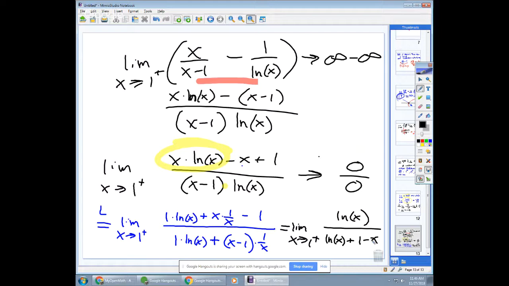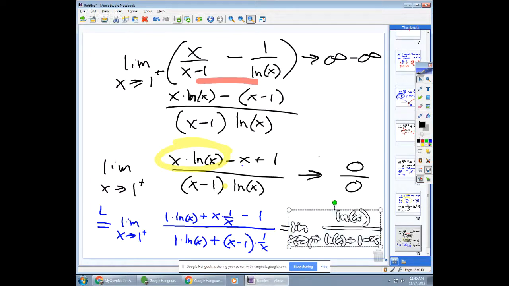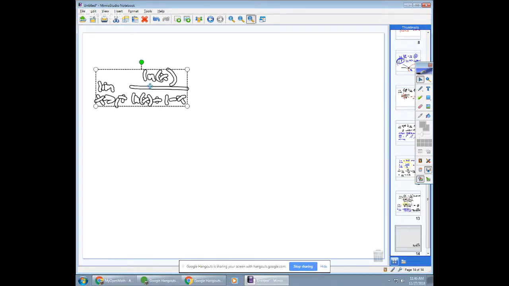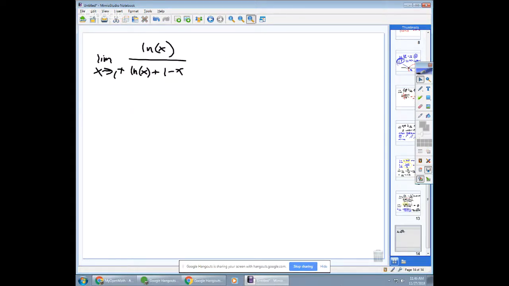So I'm gonna copy that and move screen. So 0 over 0 is what this evaluates to, which means I can use L'Hopital's rule again. What I'd encourage you in your notes is anytime you use L'Hopital's rule, above the equals, put an L. Because otherwise you look back and say, what bizarre algebra did I do there? It doesn't make any sense.